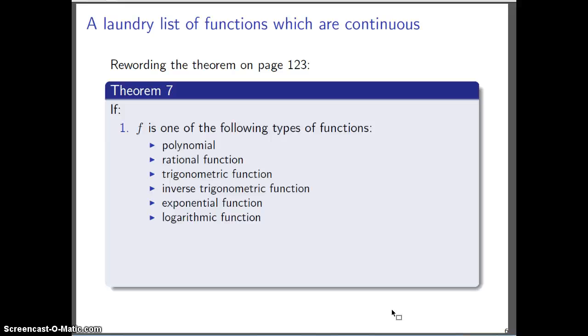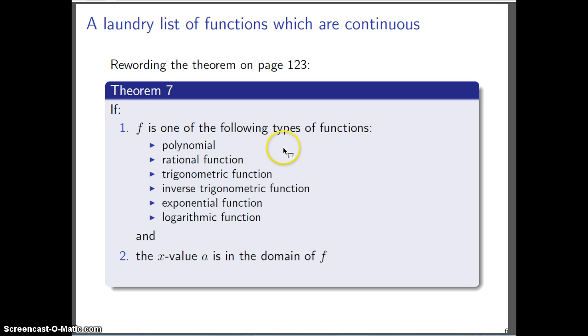And on page 123, there's this thing called Theorem 7, and it says this. There's 2 requirements. First of all, f is one of these types of functions, so if f is a polynomial, or maybe f is a rational function, or maybe f is sine, cosine, tangent, cosecant, secant, or cotangent, or it's an inverse trig function, or it's an exponential function, or maybe f is a logarithmic function. As long as f is one of these types of functions, that's the first requirement. And the second is that you're looking at a number a, which is in the domain of the function f.